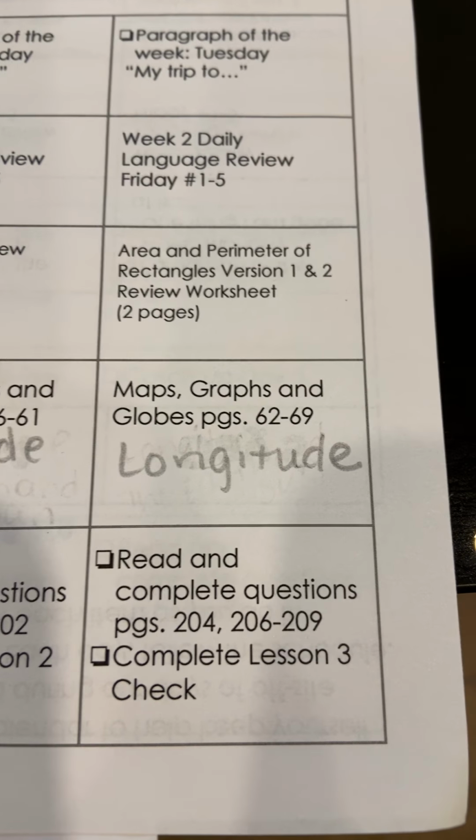And then for science, we're moving along. We're talking about human activity and Earth systems. So you're gonna do 206, 207, 208, and 209.